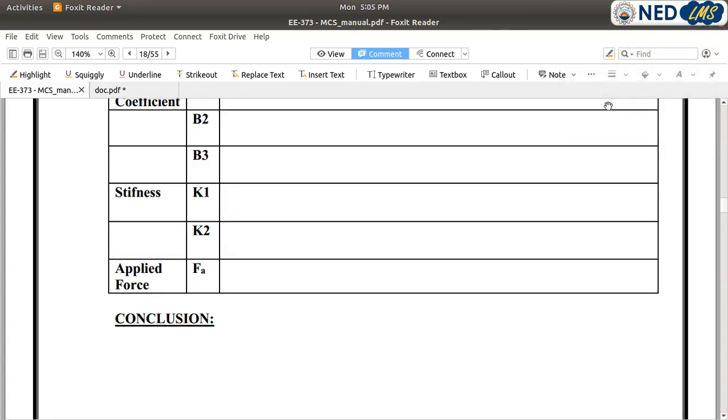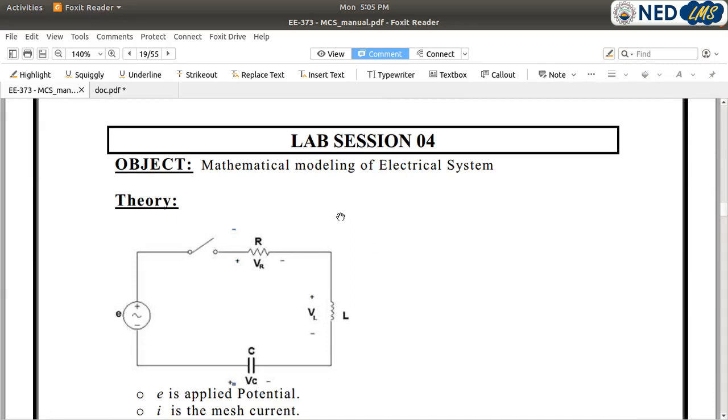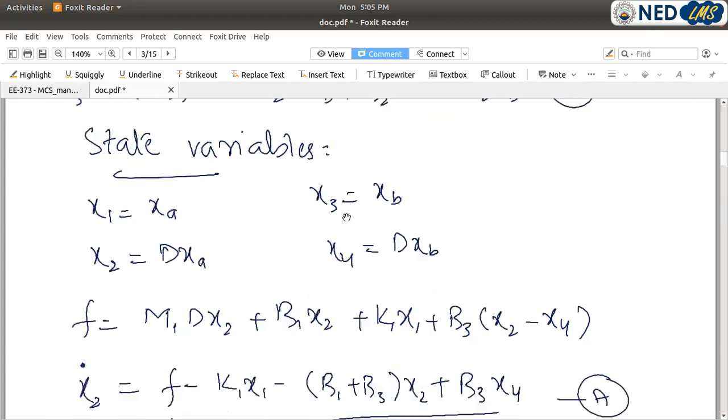Now moving towards the next, lab session 4. In this lab session, we have to model an electrical system using state space representation, and then we have to analyze the state equation by solving those equations using a Matlab script, as we did in previous lab sessions 2 and 3. The electrical system considered for this sake is drawn here. I am redrawing it.